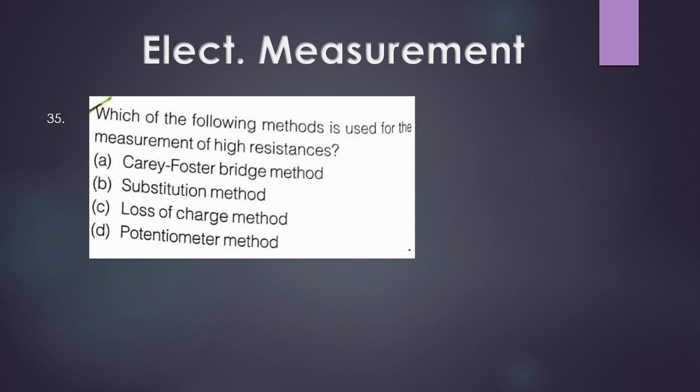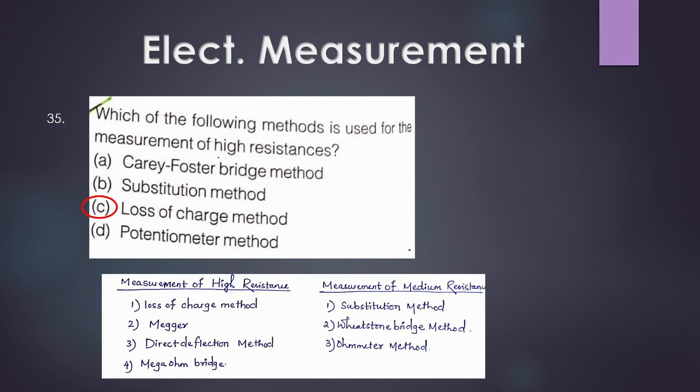Next question. Which one of the following methods is used for the measurement of high resistance? These are the options. So it is just asking about high resistance. As you saw earlier, these are the methods of measurement of high resistance. So the answer will be loss of charge method. Substitution method is used for the measurement of medium resistance, but loss of charge method is used for measurement of high resistance. So the answer will be C option.